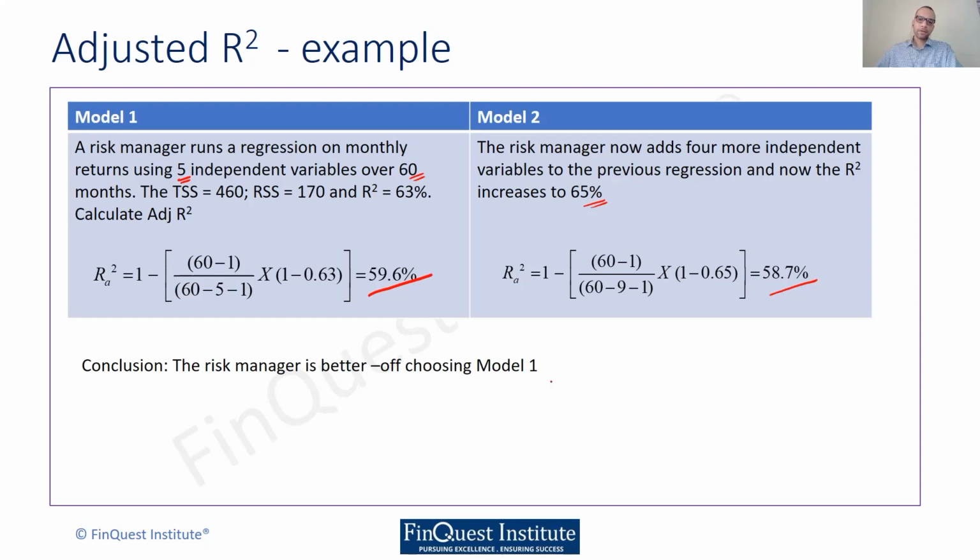Because remember, this conclusion comes from the idea of having a parsimonious model. That is, we need to have a parsimonious model. That is, it is better to have fewer independent variables as the parameters, because then the tuning of the model and the overall model stability increases drastically. So in this case, it's better off if the risk manager sticks to model one.